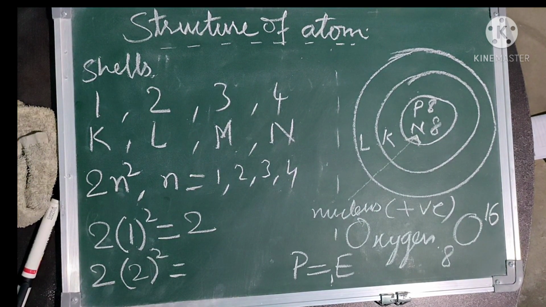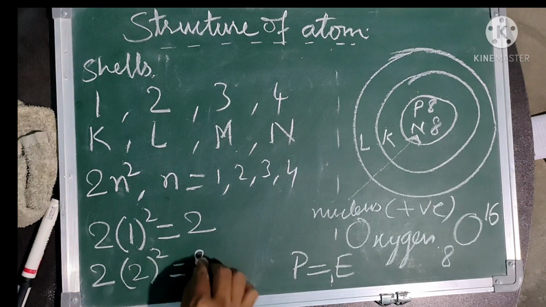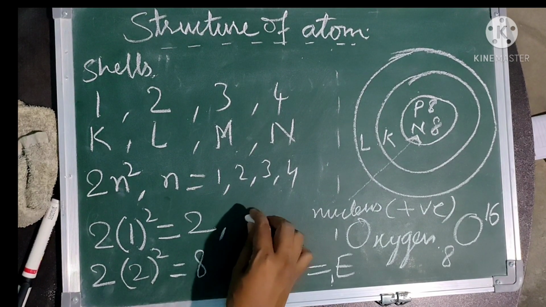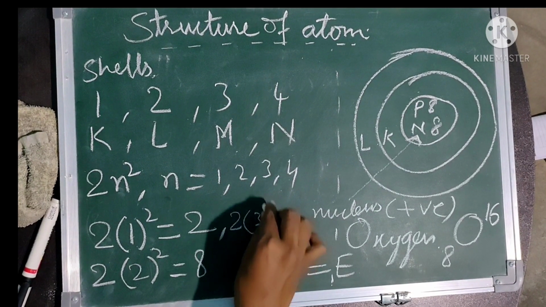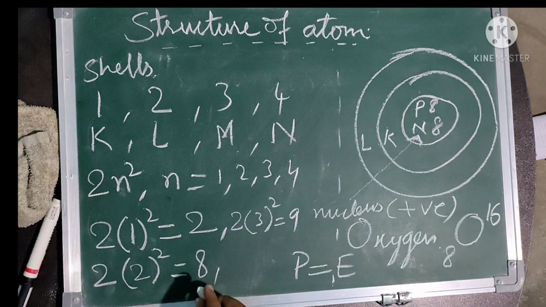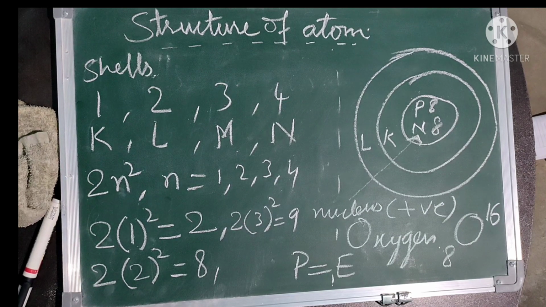The second shell will have how many electrons? I'll pause for a second. You try to calculate this. Yes, it is 2 into 2 square, that is 4, 4 into 2, that is 8 electrons in the second shell. And the third shell will have 2 into 3 square, that is 18. And the fourth shell will have how many electrons? That you can calculate and put it in the comment section below.